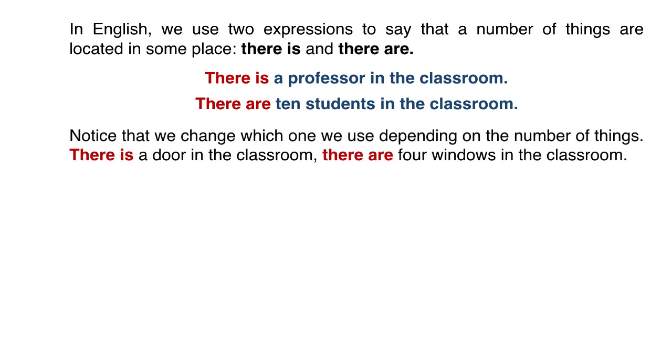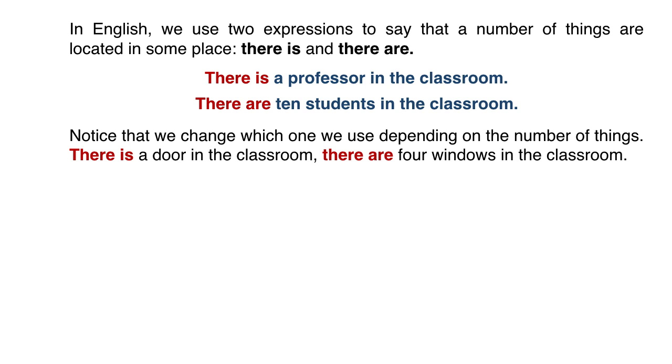When the number of things we're talking about is singular, we use there is. There is a door in the classroom. There is a dog in the field. There is a person outside, right? And when the number of things is more than one, when it's plural, we say there are. There are four windows in the classroom. There are 10 students in the classroom. There are many rooms in the college.